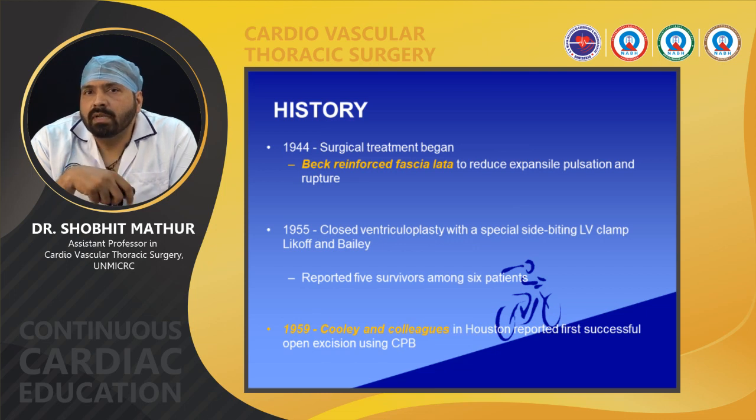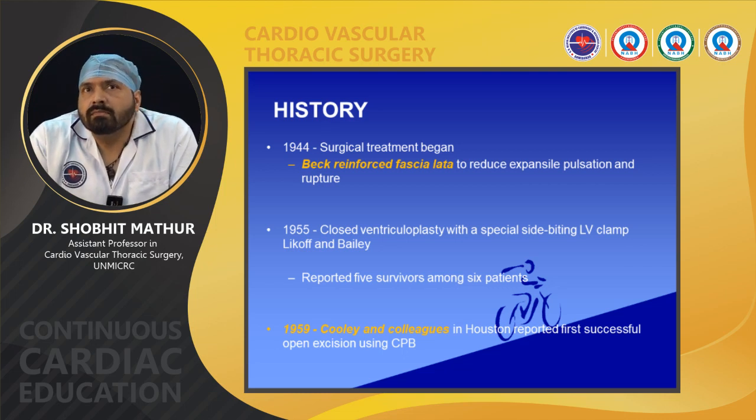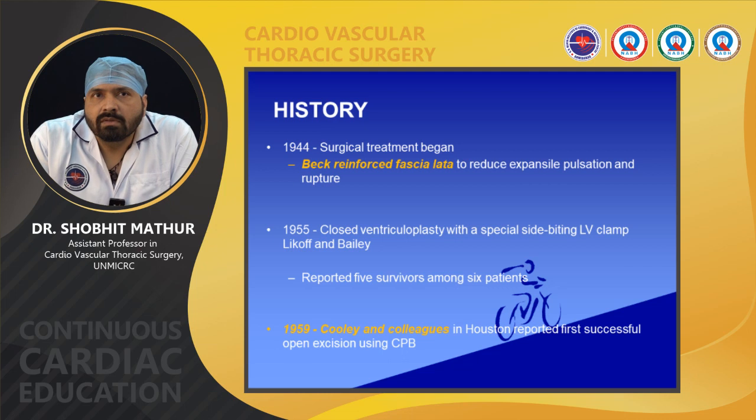In 1944, the surgical treatment began. Beck reinforced with fascia lata, the transverse fascia lata, to reduce the expansile pulsation and chances of rupture. In 1955, closed ventriculoplasty with a special side-biting LV clamp was performed by Likoff and Bailey. They reported 5 survivors among the 6 patients they operated. In 1959, Cooley and colleagues in Houston, this was a milestone year, reported the first successful open excision of aneurysm using CPB.